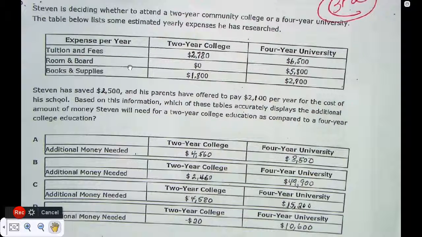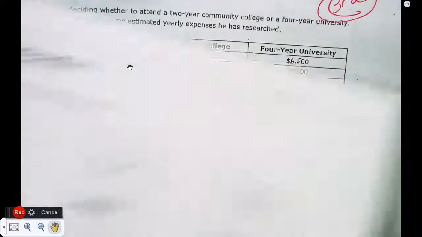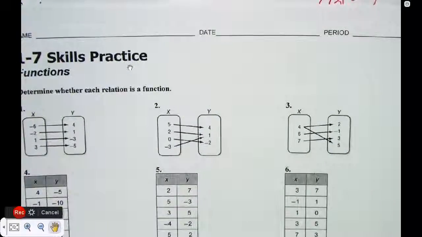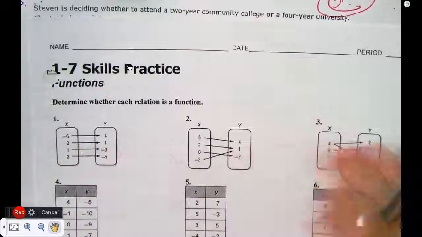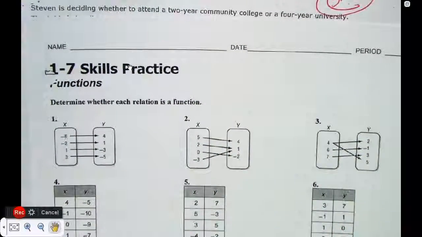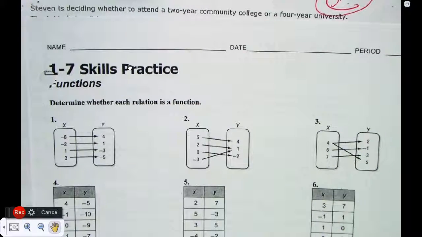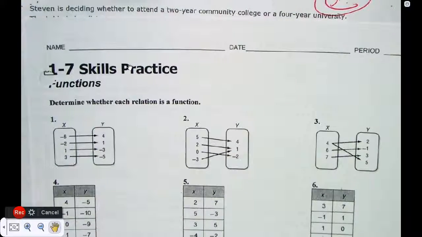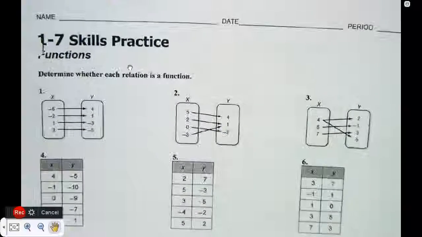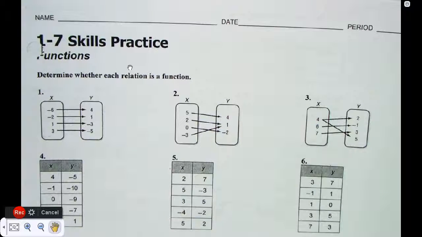Put your name, number, date, period by each of these. By each of these, you're going to put yes or no, and there's 13. Don't skip number 7 and number 9 and number 10. Number 7 has the hole punched in it. Okay? You're going to write yes or no. Yes, it is a function. No, it's not.